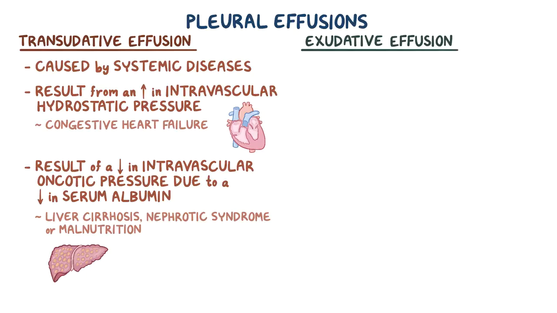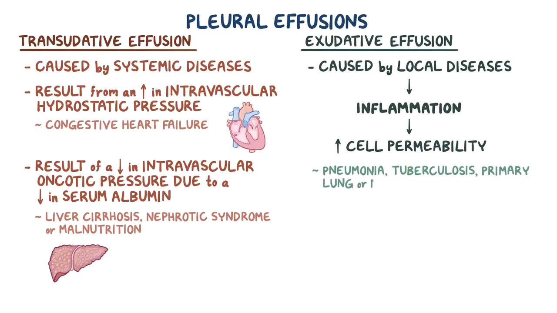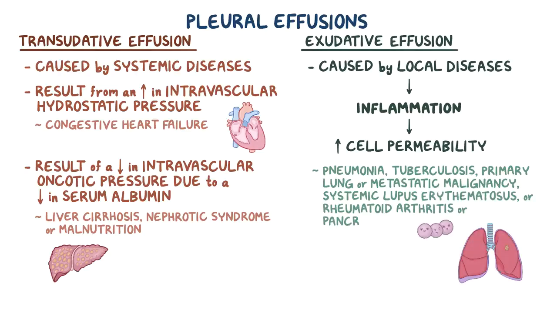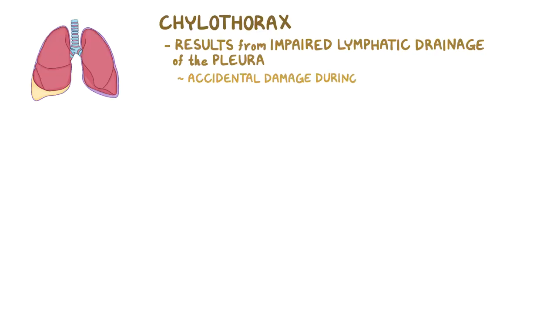Exudative effusions, on the other hand, are usually due to local diseases that may cause inflammation, resulting in increased capillary permeability. These include infections like pneumonia or tuberculosis, primary lung or metastatic malignancy, autoimmune diseases like systemic lupus erythematosus or rheumatoid arthritis, or pancreatitis. One more specific type of effusion is chylothorax, and it results from impaired lymphatic drainage of the pleura, which can happen after accidental damage during surgery, trauma, or cancer invasion.